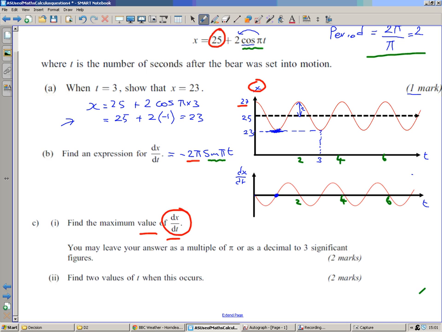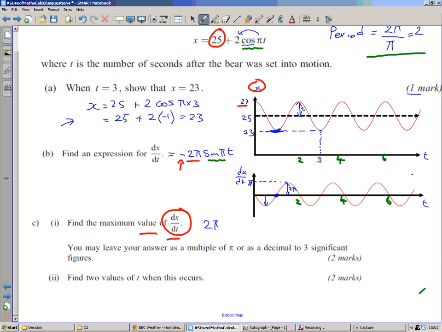Okay, not minus 2 pi. All the minus 2 pi says is that it goes downwards first. That's the only reason why we've got the minus 2 pi. This length here, same as the amplitude, is 2 pi, and that would obviously be the same as our maximum value. So the maximum value is 2 pi.